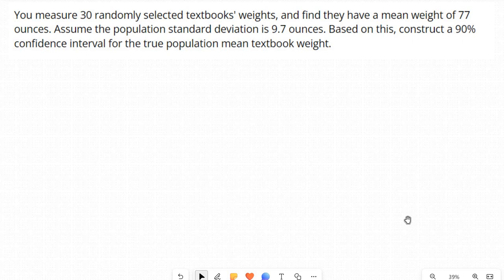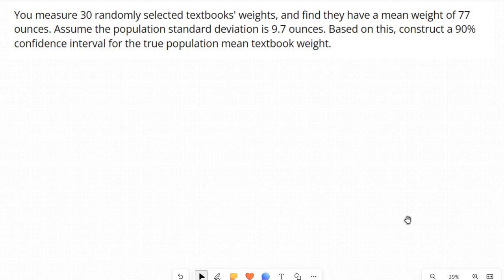You measure 30 randomly selected textbooks' weights and find they have a mean weight of 77 ounces. Assume the population standard deviation is 9.7 ounces. Based on this, construct a 90% confidence interval for the true population mean textbook weight.